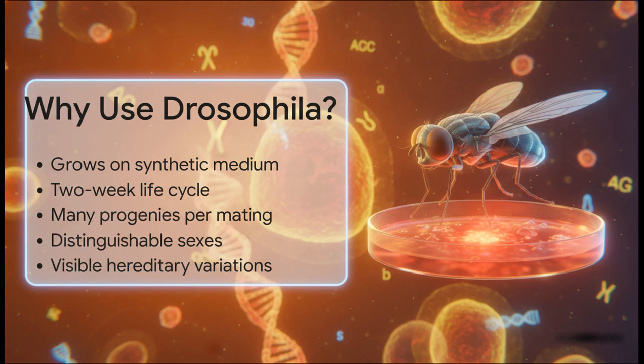First, they grow super easily on a cheap, simple synthetic medium. They also have an incredibly short 2-week life cycle, so you can study multiple generations in a single month. On top of that, a single mating produces hundreds of offspring. The sexes are super easy to tell apart, males are noticeably smaller, and crucially, they have tons of visible hereditary variations you can see right under a basic low-power microscope.